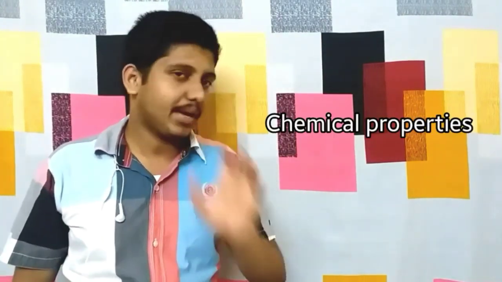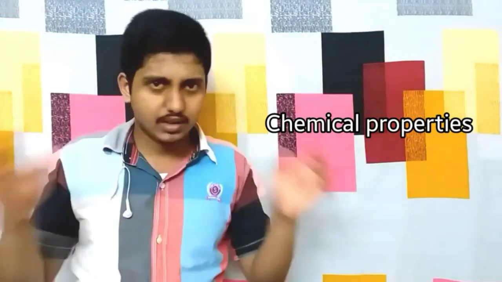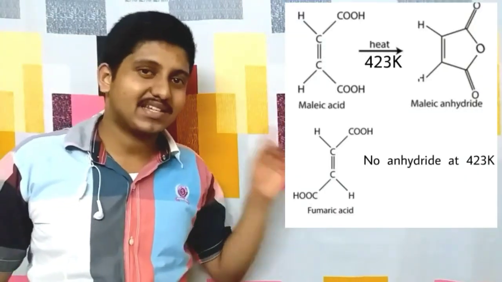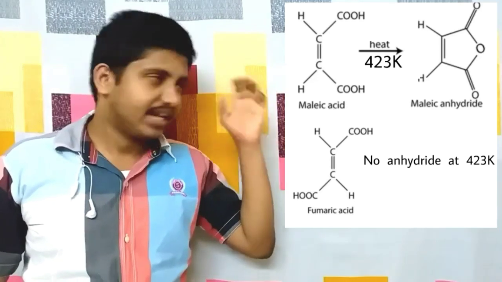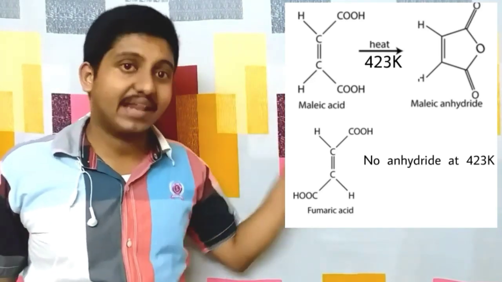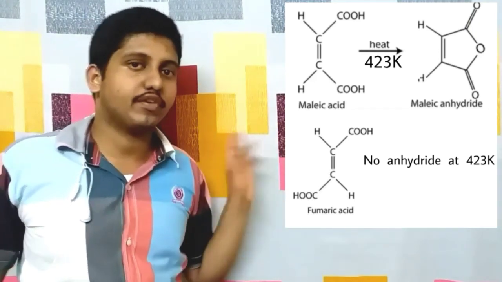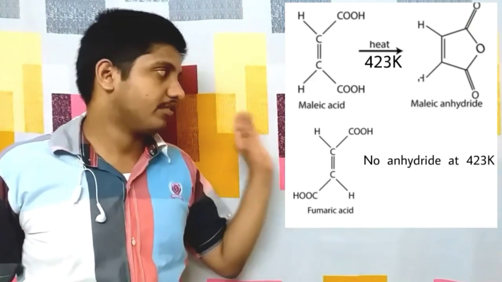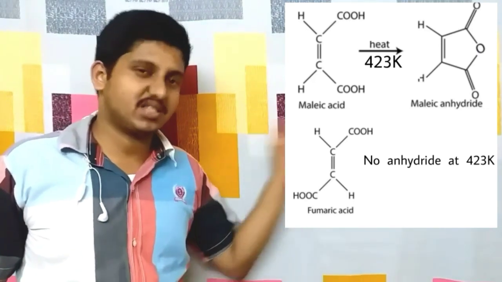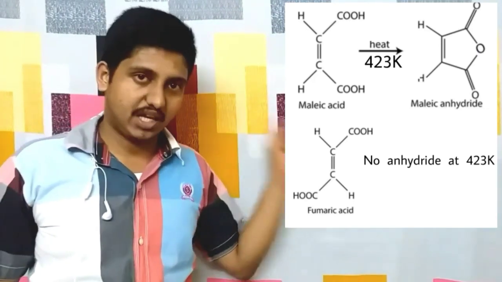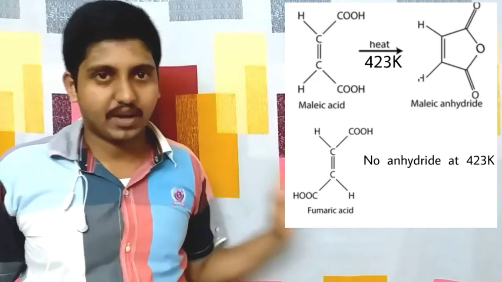That is nothing but the chemical property. That is very much less important. That is, cis and trans isomers, or any two geometrical isomers, can be easily distinguished with some chemical properties, with some chemical reactions and all. For example, if maleic acid is heated at 423 Kelvin, then it loses a water molecule and becomes maleic anhydride. But the same reaction does not occur at 423 Kelvin for fumaric acid. So fumaric acid does not form an anhydride at this temperature. So that's the major difference in terms of chemical reaction.